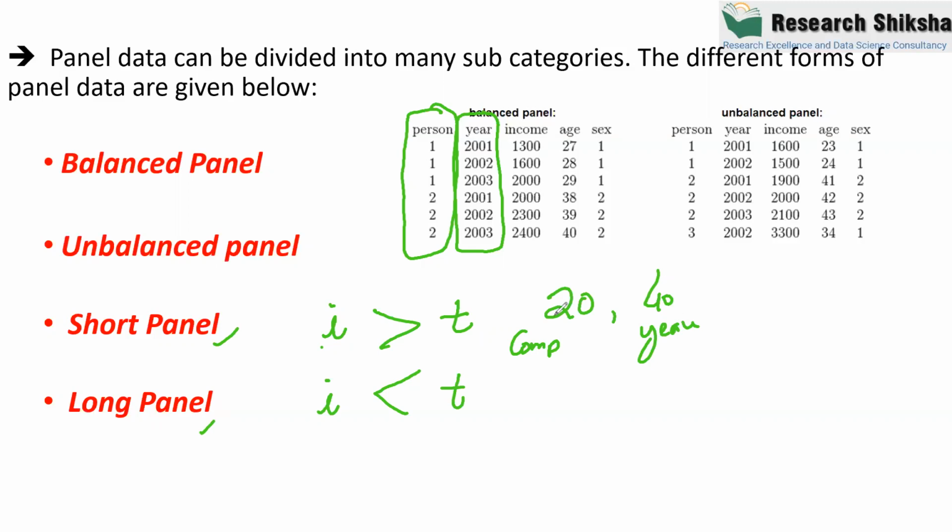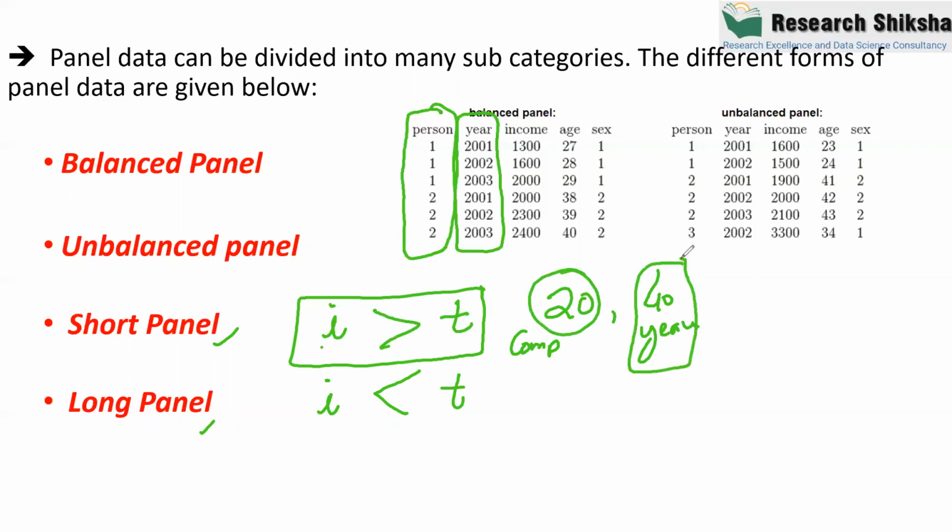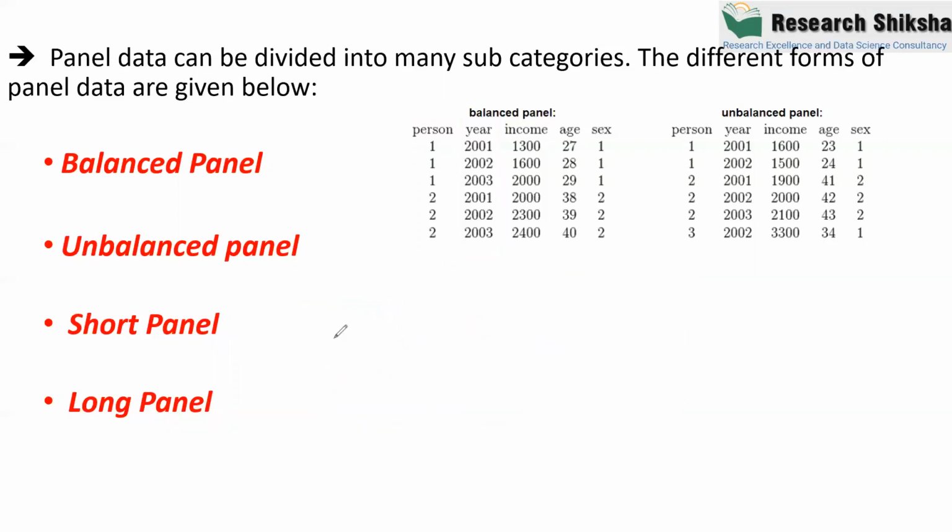Yeah, very right. Because here I is greater than T, right? What is I? I is 20 and T is 40. So this is long panel. It is not a short panel. Actually, I wrote here wrong. Here short means T is less. So T is less than I in a short panel, and T is greater than I in a long panel.